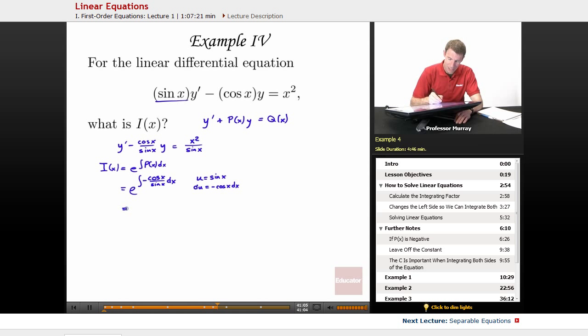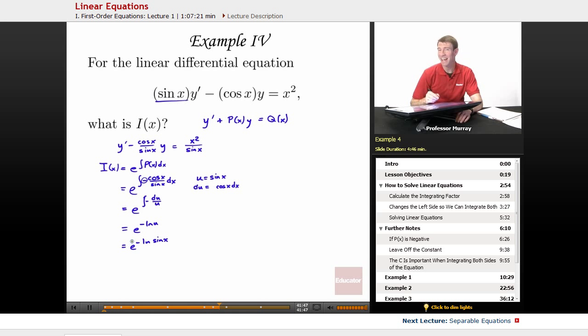And so I've got e to... du is just positive cosine x because the derivative of sine is positive cosine. I was kind of looking ahead at my negative sign there, but the derivative of sine is just positive cosine. So we have e to the negative integral of du over u. And so that's e to the, well, that negative sign just stays there, but the integral of du over u is natural log of u. And so that's e to the negative natural log of u, where u was sine x.